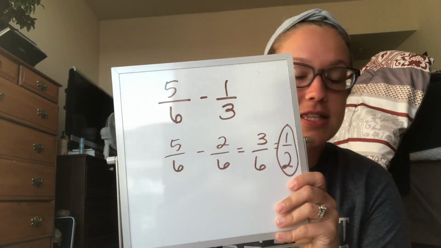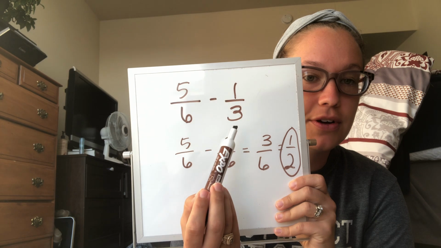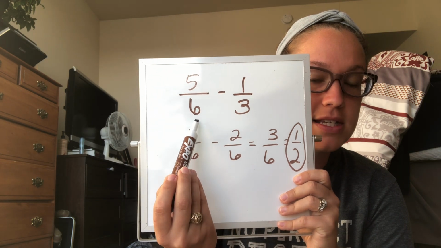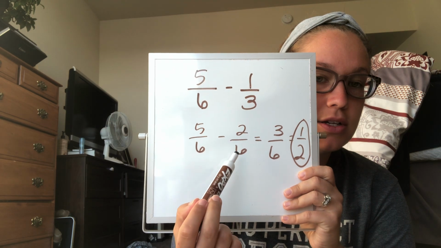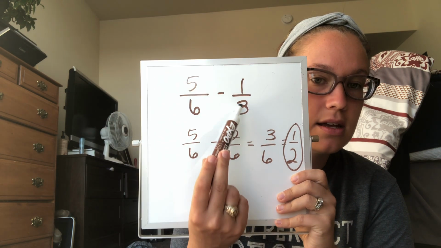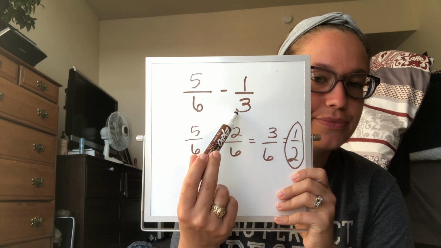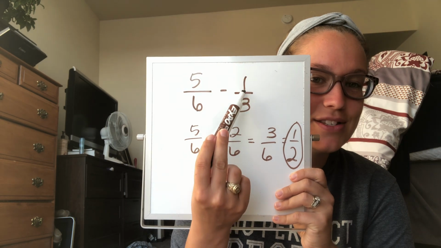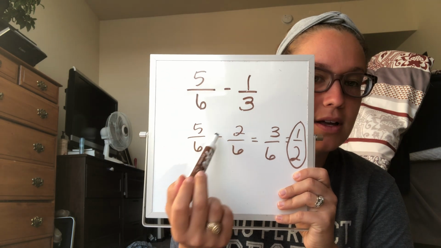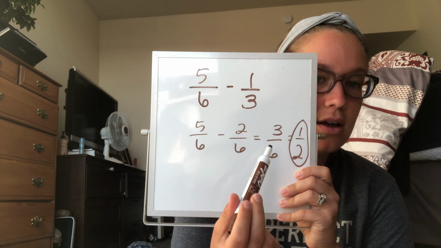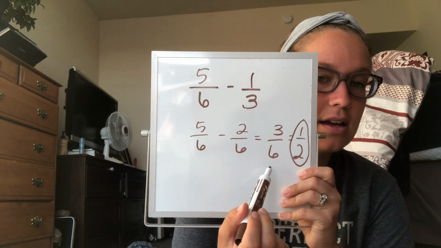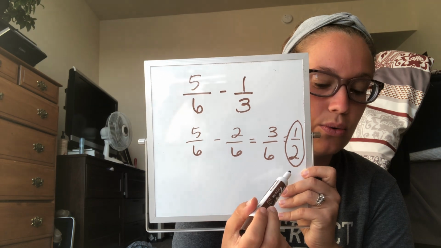Here, first thing I did was I changed my 1/3 to have a denominator of 6. I did that by multiplying it by 2. So 3 times 2 is 6. Or excuse me, 2 times 3 is 6. 2 times 1 is 2. Now I had 5/6 minus 2/6, which equals 3/6. I can simplify that to a half.